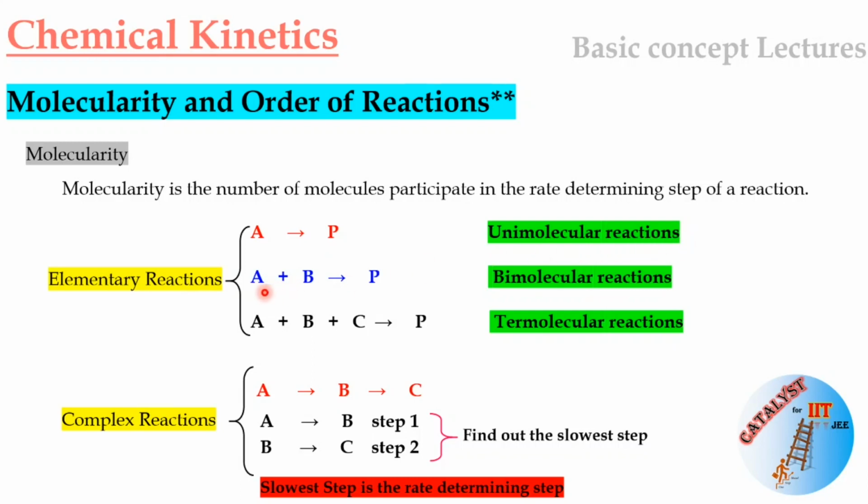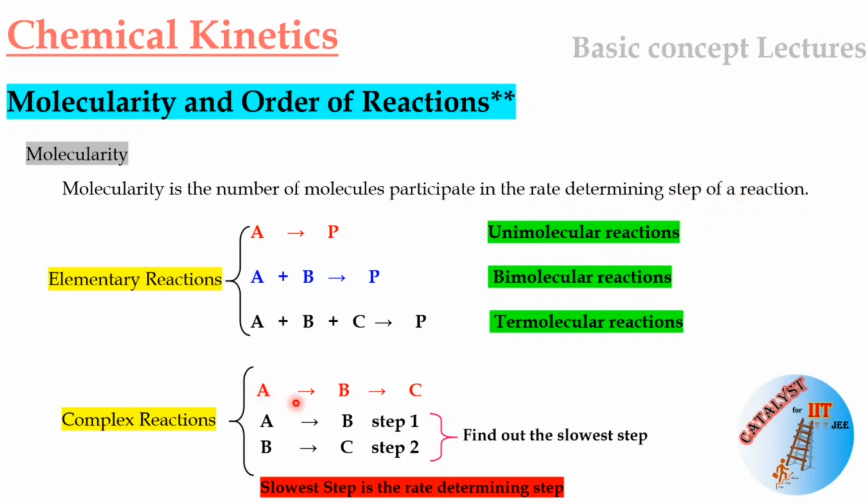Whereas in this case 2 molecules are involved, or 2 molecules participate in the rate determining step. That is why this reaction has a molecularity of 2, and that is why we call it a bimolecular reaction. Similarly here 3 molecules are involved and we call it a termolecular reaction because the molecularity becomes 3. However, the case is quite difficult for a complex reaction because the definition says the molecularity is the number of molecules that participate in the rate determining step of a reaction.